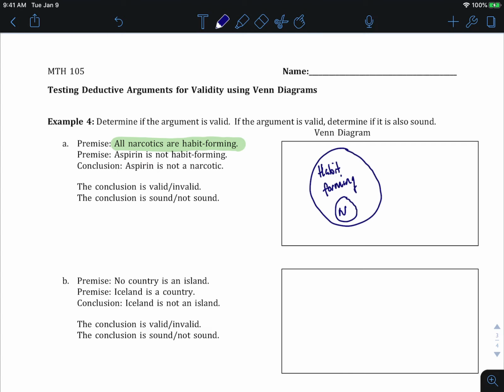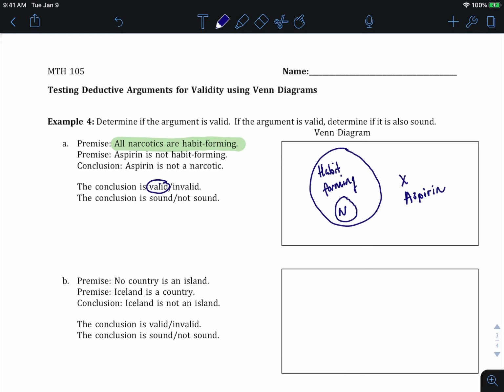Now it says aspirin is not habit forming. So I'm just going to put an X outside of the circle, right? So now I'm going to conclude aspirin is not a narcotic. Well, just looking over at my Venn diagram, it's true, right? I don't see aspirin inside the habit-forming circle. And so that's why it is valid. Another reason is our conclusion is based off of our premises.